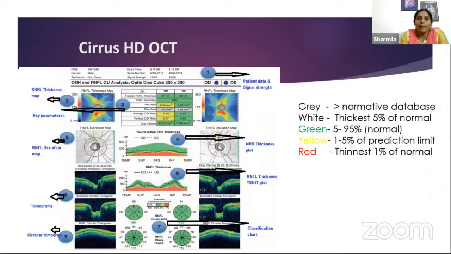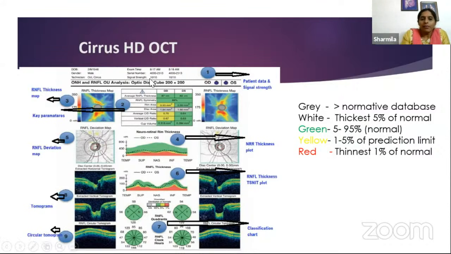So this is basically an RNFL scan of a Cirrus HD OCT machine. Just like how we would do a visual field printout reading, we'll have to go in a stepwise manner. First, you have to look at the patient information. The patient information is really very important, and most important to that is the signal strength. There is something here which is known as signal strength, and here you have a denominator of 10. So anything more than 6 is acceptable.